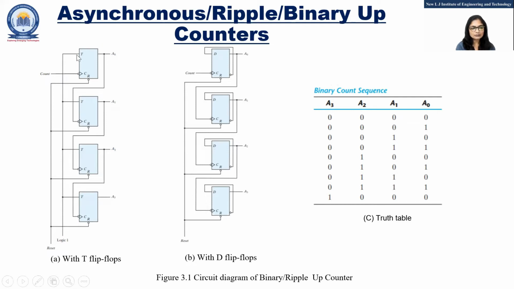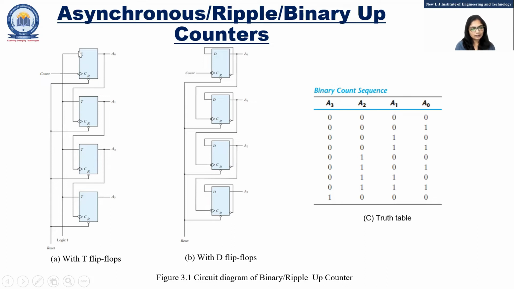It is a 4-bit ripple counter, so 4 flip-flops are used, either T or D. The number of flip-flops is equal to the number of bits we are using in the counter. Here I am using 4 bits. I'm going to design a 4-bit counter, so I will use 4 flip-flops. Fine.